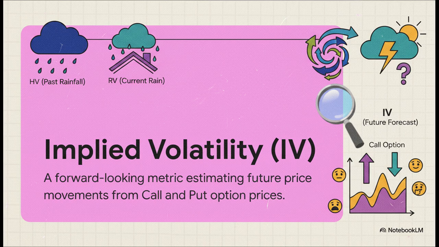But here's the kicker. It's derived backward from the current prices of call and put options. You see, the market is constantly pricing in fear, greed, and expectations. IV essentially extracts that expected future volatility directly from those option premiums.